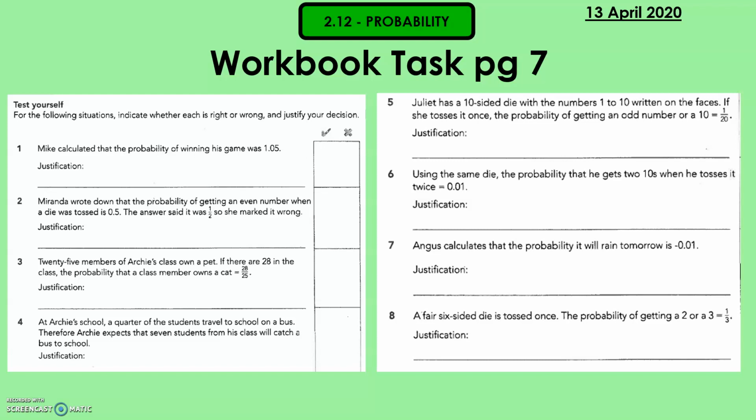So before you do that, make sure you pause the video, go off to your workbook, or if you're working off the PDF, have the PDF up and have your sheet beside you, and work your way through that. Once you've finished the task, come back to this video and then we can take a look at the answers.